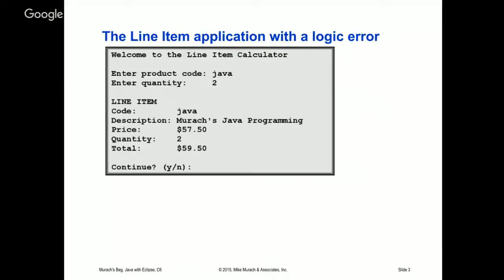All right. So here is an example of a logic error. Can you tell me what this error might be? Can you spot it? The total is wrong. So somehow the total was not added correctly here. This is an example of a logic error.